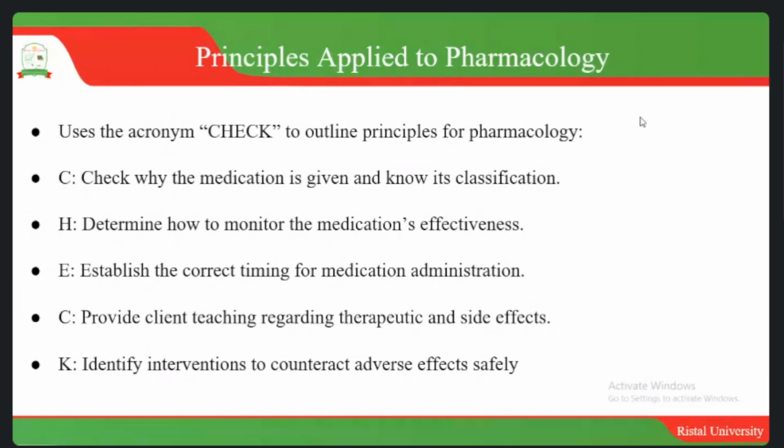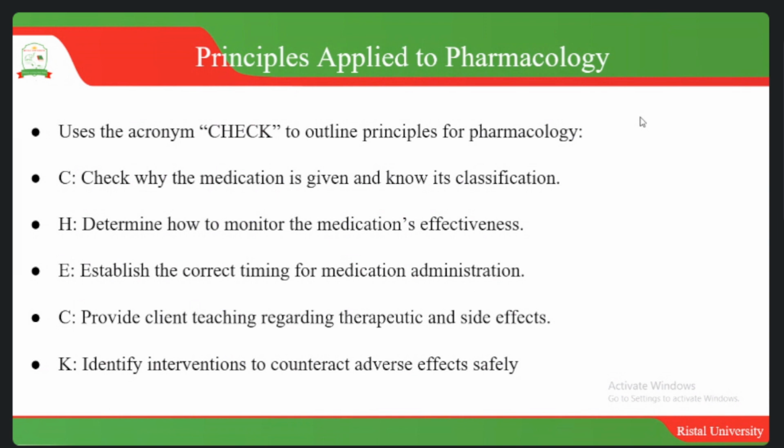H is to determine how to monitor the medication's effectiveness. How are you going to see that this drug has worked for your patient? Then you should be seeing maybe some improvement, some signs and symptoms that the patient was presenting in relation to the condition disappearing or clearing. Then you can be able to see that my drug is effective. Then E is to establish the correct timing for medication administration.